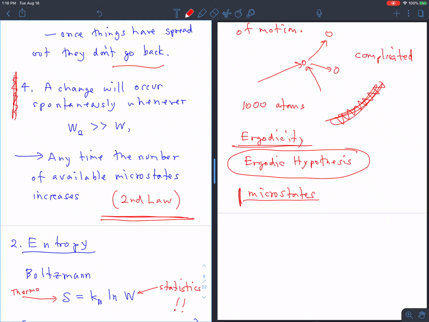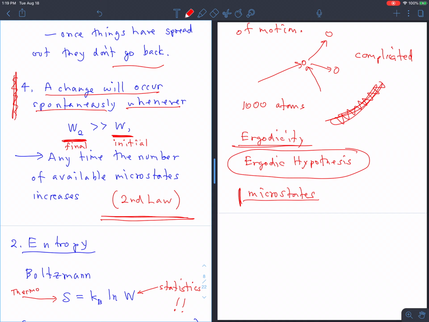So here's what point number 4 says. A change will occur spontaneously whenever the number of microstates in the final state of the system, so this is the full box, is much, much greater than the number of microstates in the initial state of the system. If the number of microstates gets bigger, and if you've got a lot of molecules, it will get a lot bigger, almost always, then the process will go on its own. It will go just because of randomness and statistics.